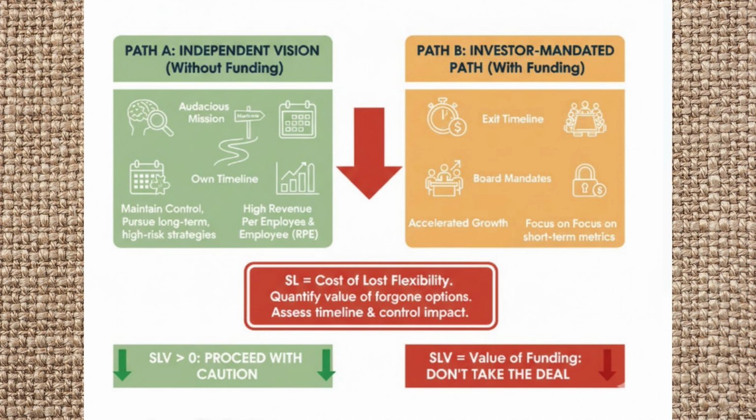You must add the potential SLV to the visible price. If the cash received minus the SLV is still a substantial net positive, the check that you receive might be worth it. If the SLV approaches or exceeds the cash value, you are buying a prison cell with just a better view.